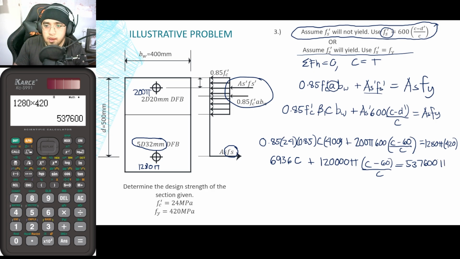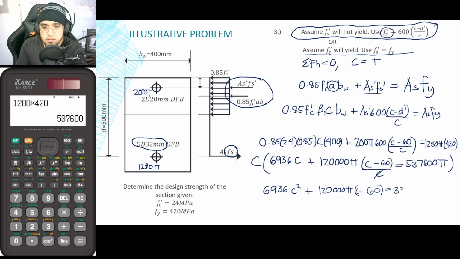So this is now equal to 537,600 pi. Upon simplifying this equation further, I would be multiplying the whole equation by c in order for this to cancel out. So from that, this is now equal to 6936c squared plus 120,000 pi times (c minus 60) is equal to 537,600 pi times c, I should say.